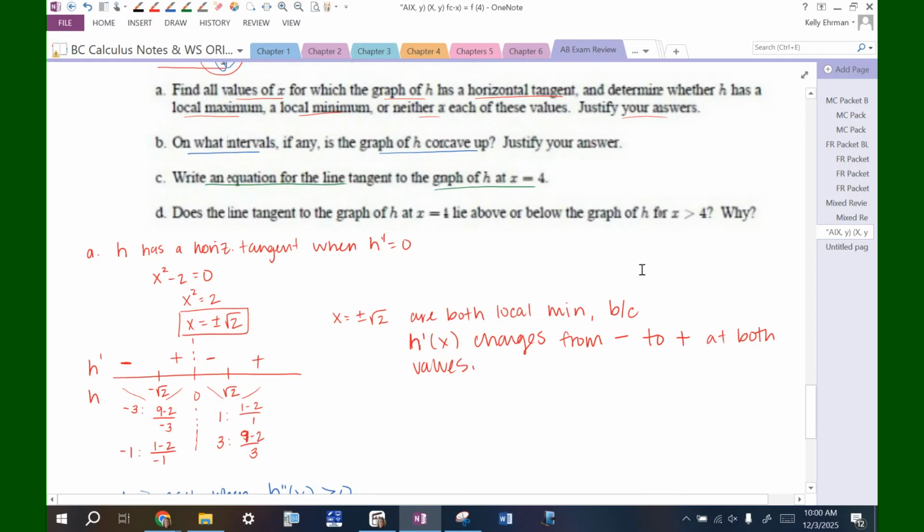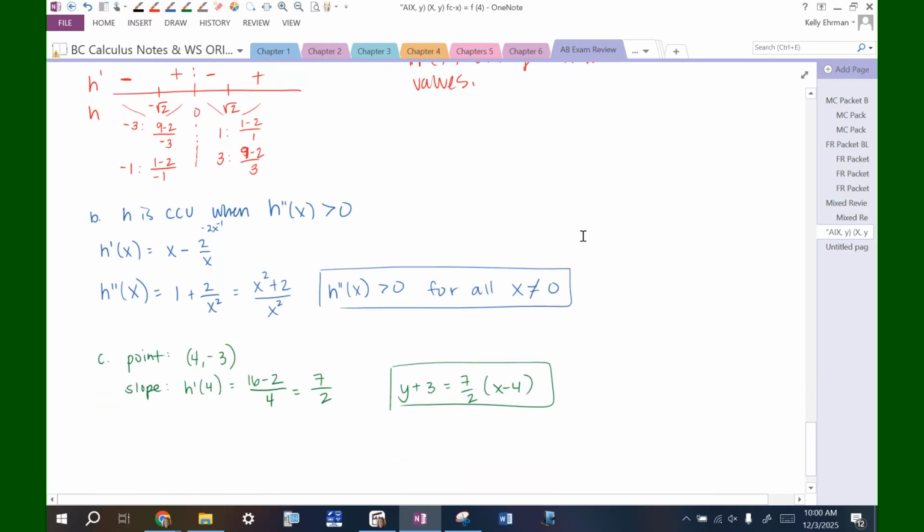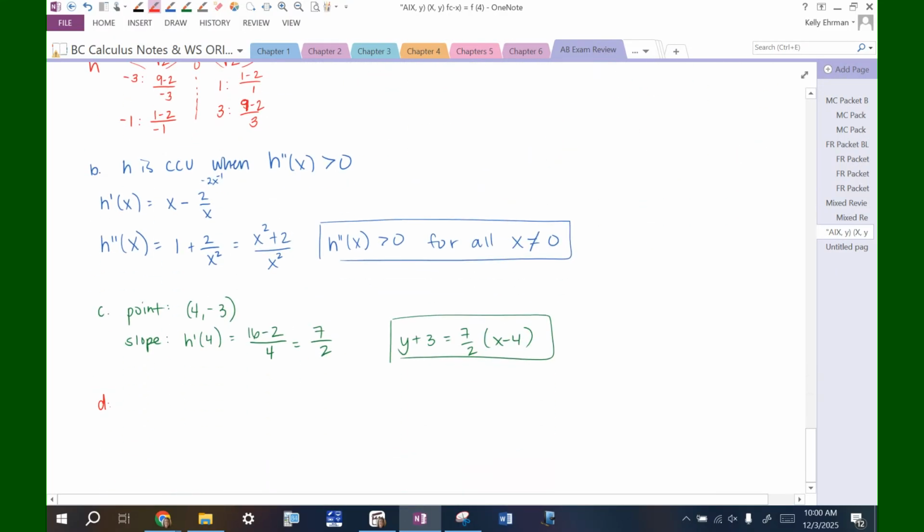Does the line tangent to the graph of H at x equals 4 lie above or below the graph of H for x greater than 4, and why? So the tangent line. So they're asking me about this. Is the line below the graph? Like here's the point of tangency at x equals 4. Is the line below the graph over here? Or is the line above the graph like this? Well, what's the difference? Concave up versus concave down.